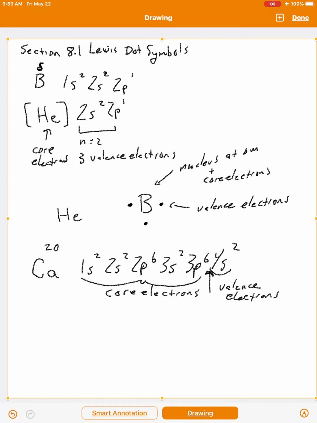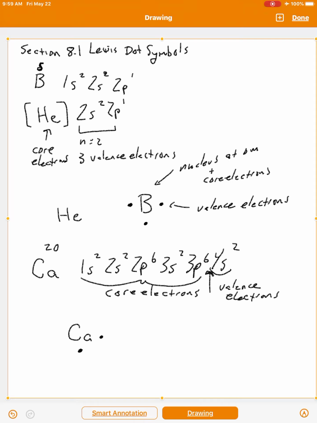So here's what we do. We represent the nucleus of the calcium atom and its core electrons, all 18 electrons, with the symbol of the element. Just the symbol. And then we indicate the 2 valence electrons as individual dots that are drawn separately. There you go. So this would be called a Lewis dot symbol. Okay, let's try one more.